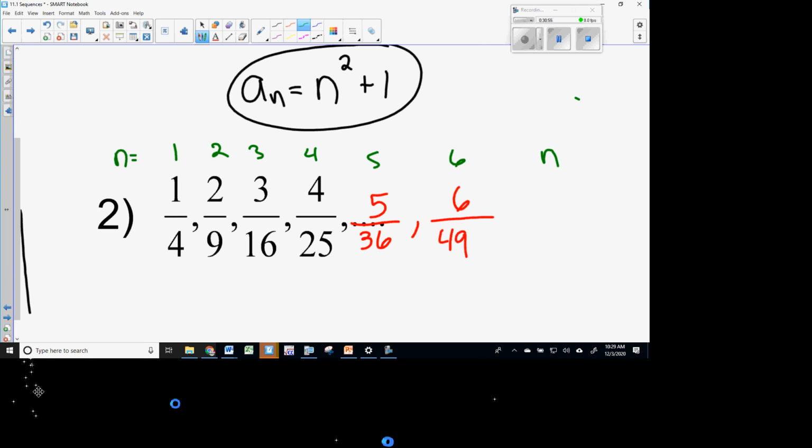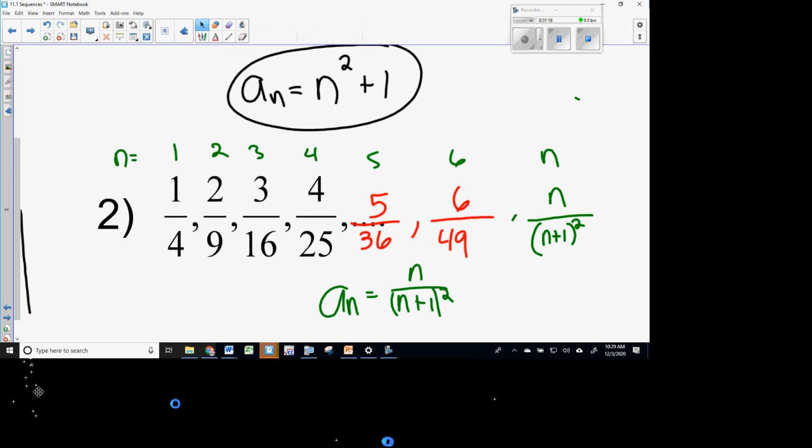Well, the top's easy. What's the top? For the nth term, just n. And what's going to be on the bottom? n plus 1, the whole thing squared. So my nth term is n over (n plus 1) squared.